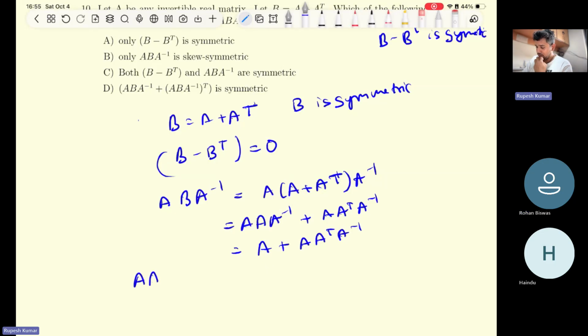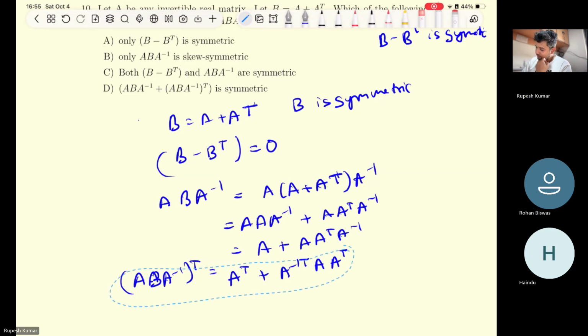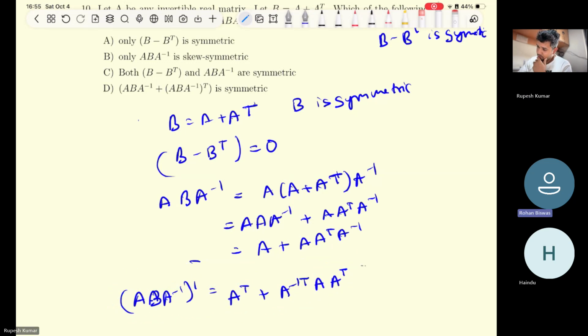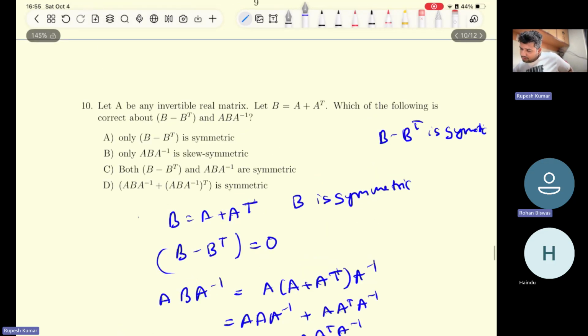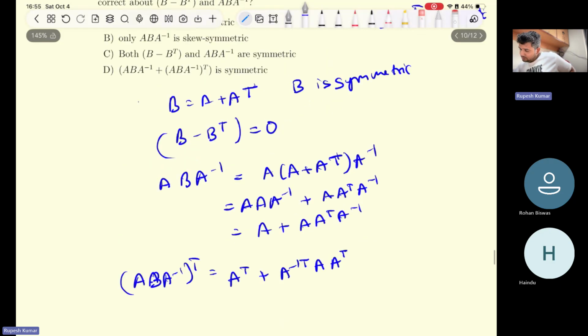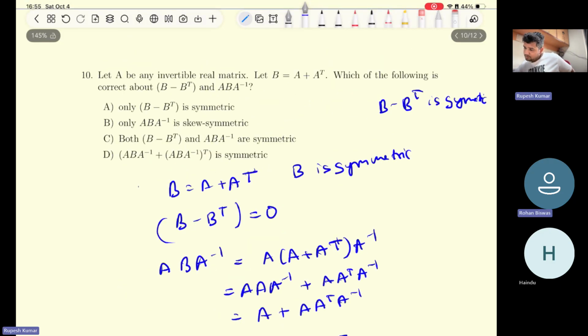So just take the transpose of A B A inverse. The whole transpose will be A transpose plus A inverse transpose into A transpose, right? Is this symmetric? No. So is this symmetric? I don't think so. Any other information? Invertible and real? No, maybe.